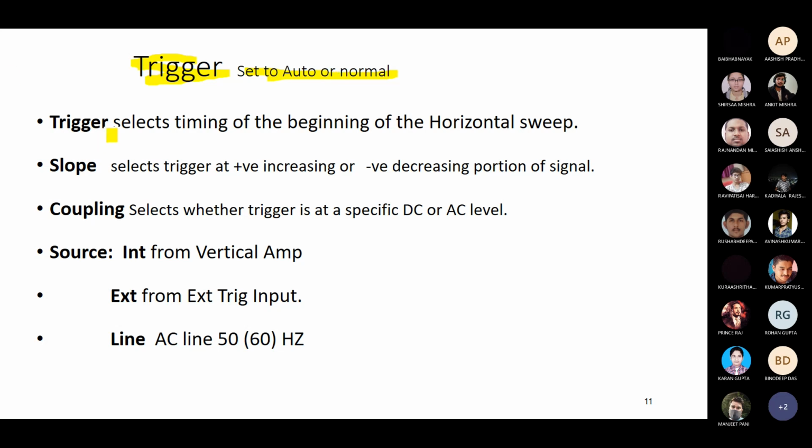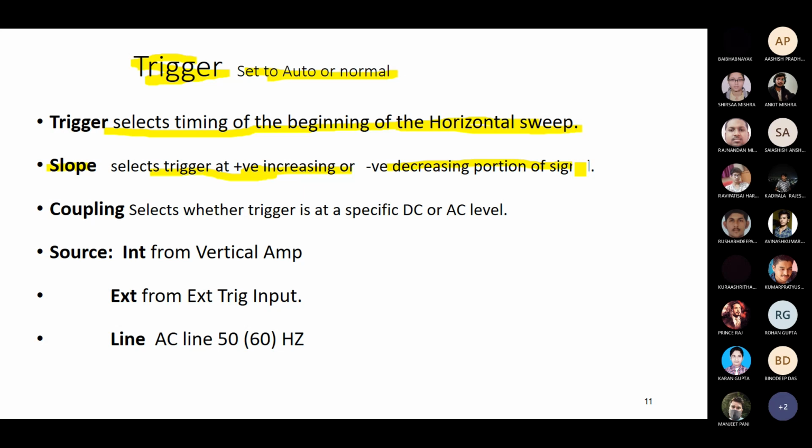Trigger select is the timing of the beginning of the horizontal sweep, so when it will start and when it will be off. If you give it externally, it will be controlled by your own hand. Slope selects whether the trigger is for the positive increase or the negative decrease.